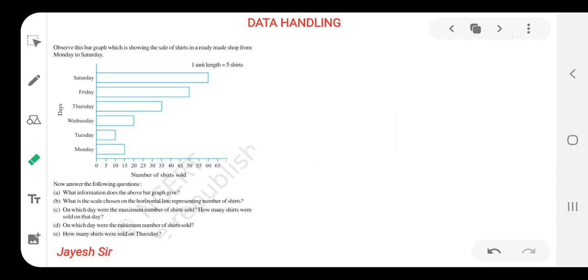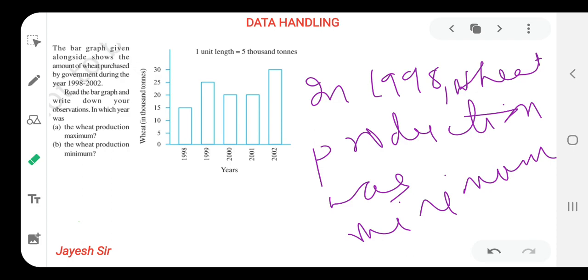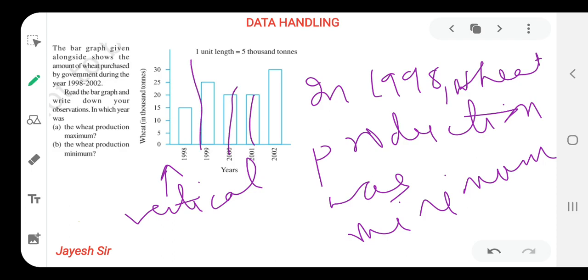Yes, friends, let us understand the second sum. One thing I forgot to tell you in this sum is that this is a vertical bar graph. Which type of bar graph is this, vertical or horizontal? This is a vertical bar graph. Vertical means the bars go from downside to upside. That is called a vertical bar graph, and you have to keep that in mind.